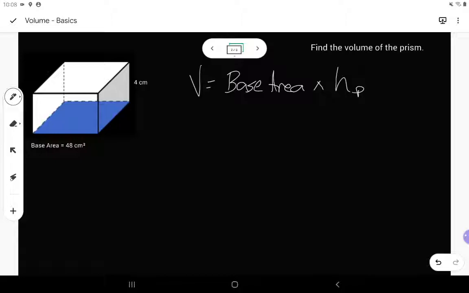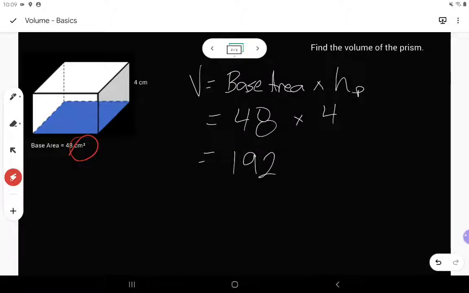I'm just going to use HP for the height of the prism. The base area in this case is 48, and the height of the prism is 4. So I'm going to go 48 times 4, and 48 times 4 is going to give me 192. Then we've got to figure out what to do with our units. If you look here, centimeters squared, and then we're multiplying by centimeters, it's going to give us centimeters cubed.